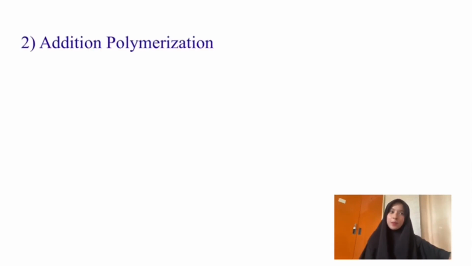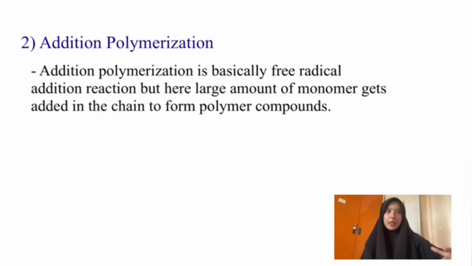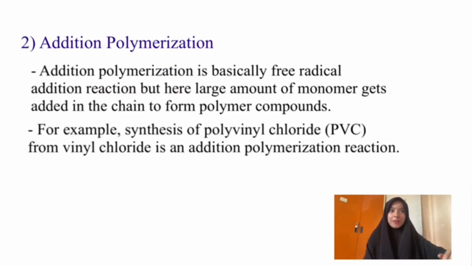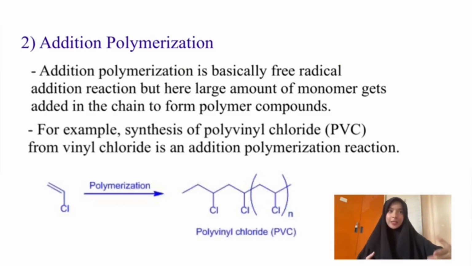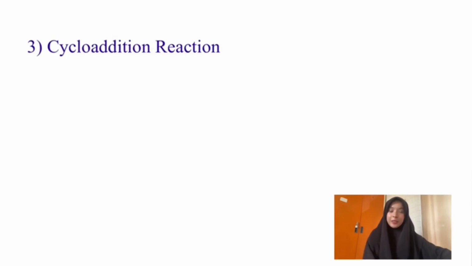Secondly, we have addition polymerization. It is basically a free radical addition, but the difference is that a large amount of monomer gets added in the chain to form polymer compounds. For example, synthesis of polyvinyl chloride (PVC) from vinyl chloride is an addition polymerization reaction, and this is how it occurs.